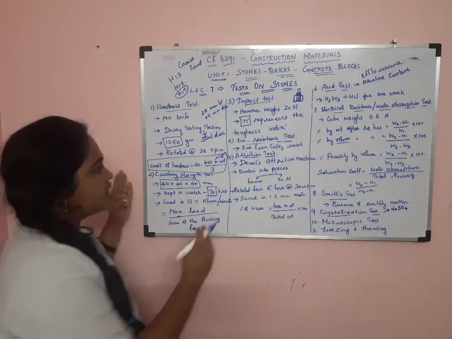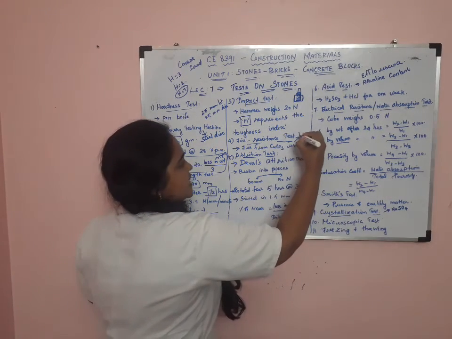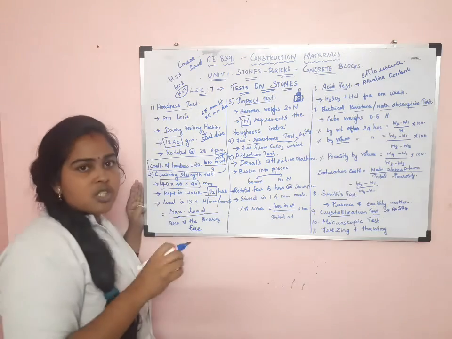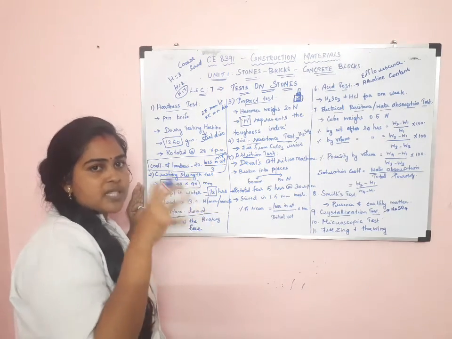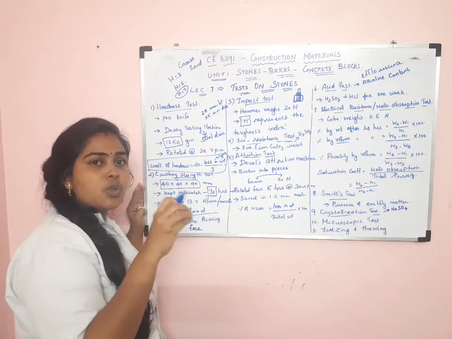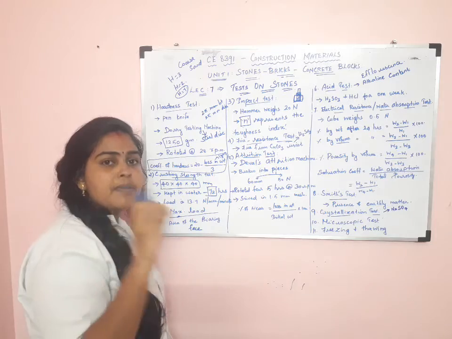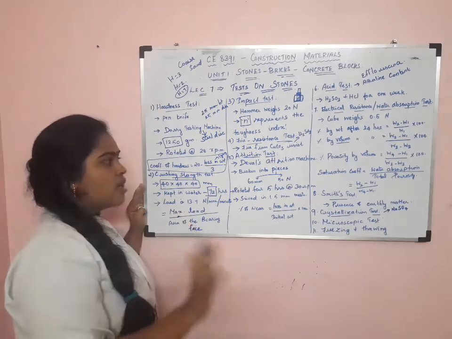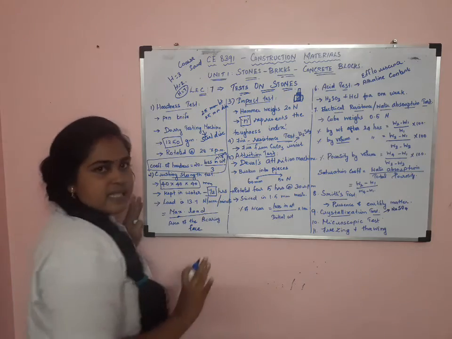To find this out, sulfuric acid, that is H2SO3, is sprinkled on the top surface of the stone. If bubbles are formed, it shows the presence of calcium carbonate. If the bubbles are not present, it shows the absence of calcium carbonate. This is about the fire resistance test.